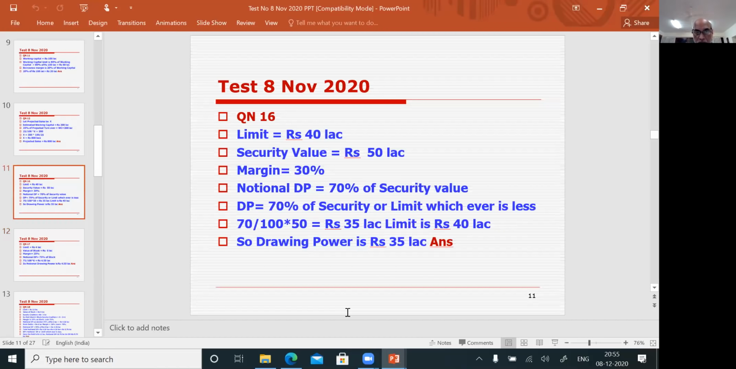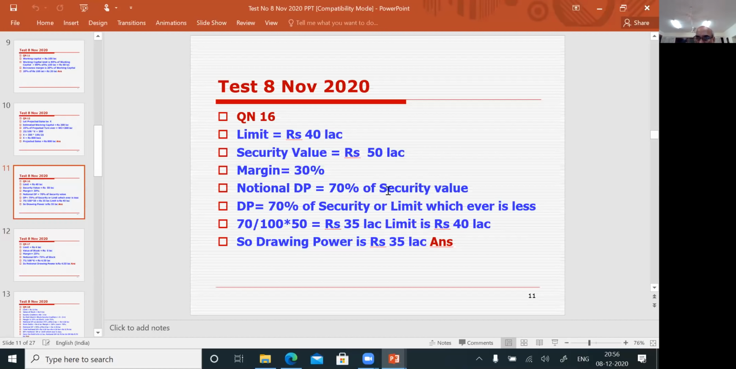So limit is 40 lakhs. Question number 16 we are discussing. Limit sanctioned by the bank is 40 lakhs. Security value is 50 lakhs. Margin is 30%. So what is the notional DP? That is the loan which he can avail, 70% of the security value. That is the notional value, called the notional DP. So DP is notional DP, which is 70% of the security, or limit, whichever is less.